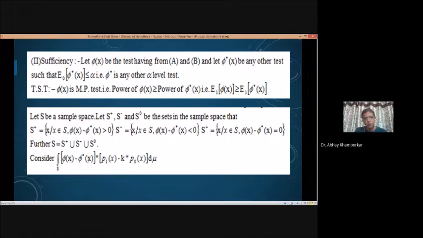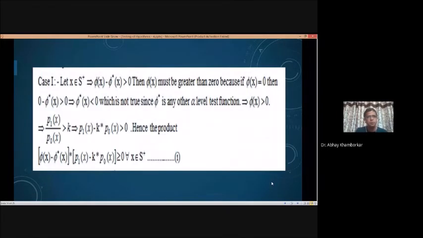We will check whether this product is greater than equal to 0, less than equal to 0, or equal to 0. Of course, we know the relationship on the basis of this S plus, that is phi of x minus phi star of x. If it belongs to S plus, then this bracket will be greater than 0. If it belongs to S minus, this bracket will be less than 0. Otherwise, it is equal to 0 if this particular x value belongs to S naught. So let us now consider the product of these two terms. Let us take first case 1. Here, let x belongs to S plus, right?